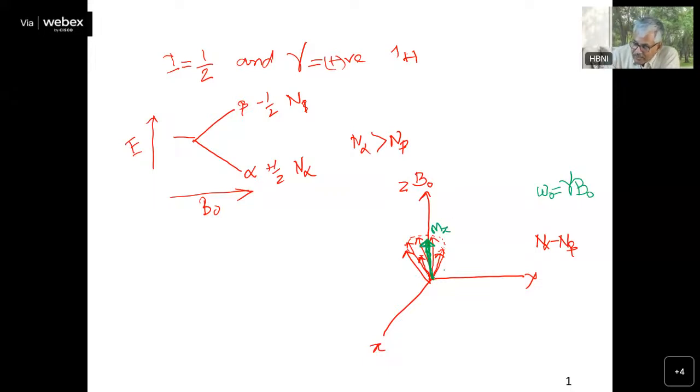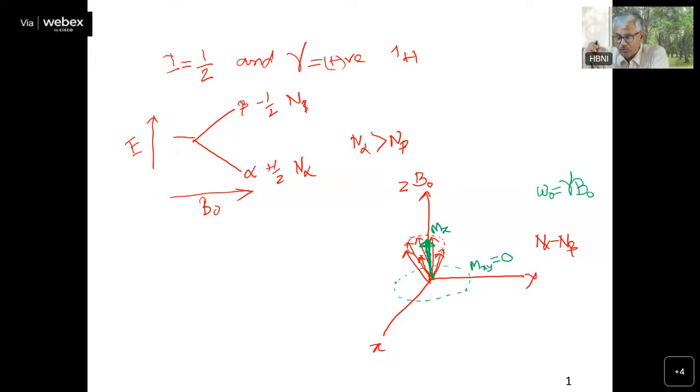Now if you see the XY component magnetization, this is your XY plane here. Because these spins are randomly oriented, although each magnetic moment has an XY component, if you consider them in total, you will see that the XY component magnetization is equal to 0.